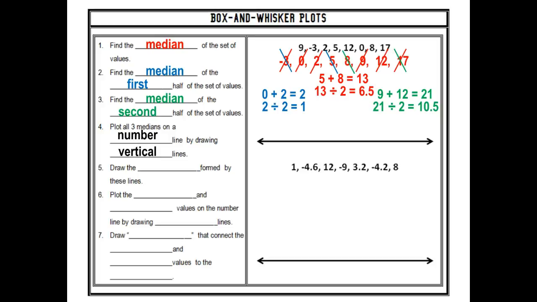So I have -3 as the smallest. I'm going to round down on my smallest value. I'm going to round down to a set of 10s. In this case, it'd be -10. My biggest value is 17. I'm going to round up. Biggest set of 10 there is 20.